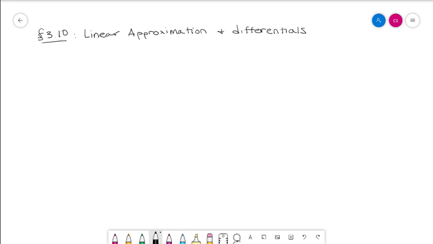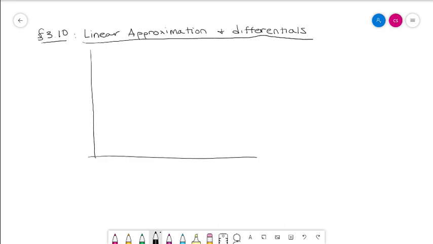Okay, so to illustrate what we're going to be doing in this section, let's start off with a quick sketch of a graph, and we'll talk about why this section is called linear approximation. So we'll start off with our xy plane, and let's have a curve f. And at a point A, let's draw a tangent line. Maybe it's right around there.